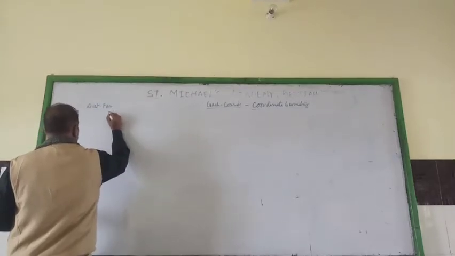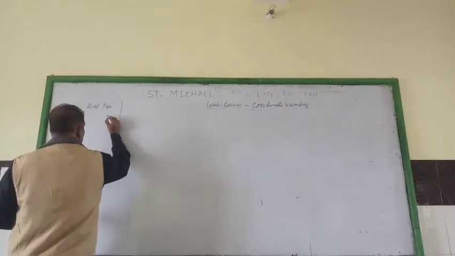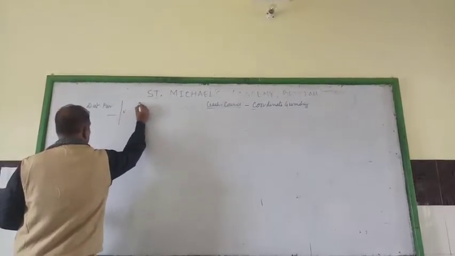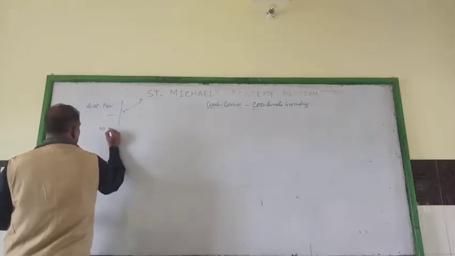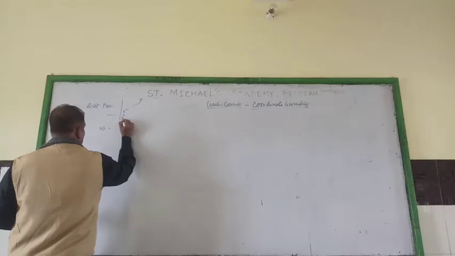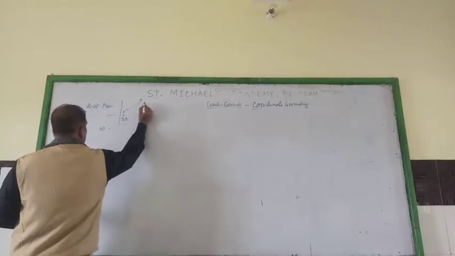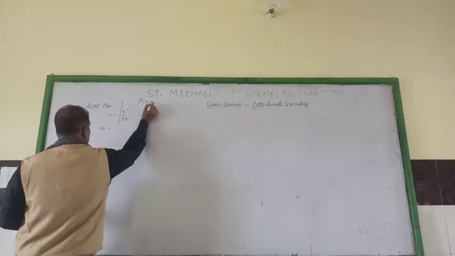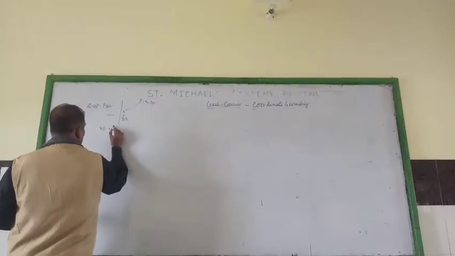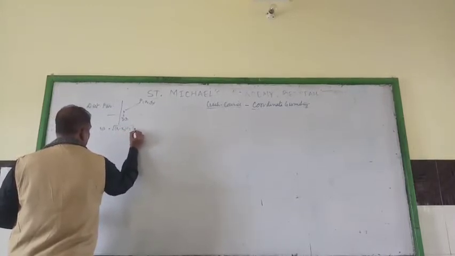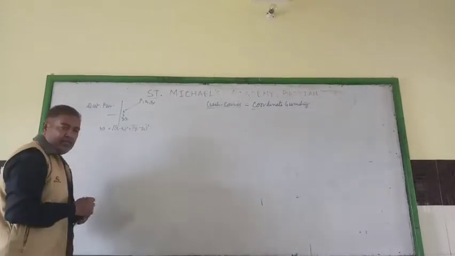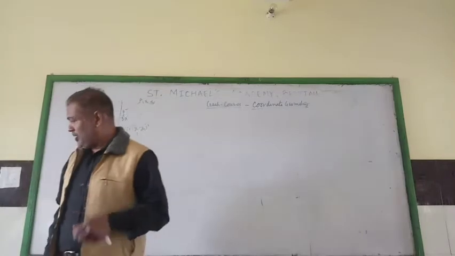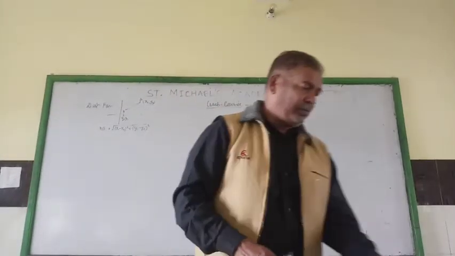Distance formula: suppose you have on a graph 2 points given. Here this point is A and this point is B. Suppose the coordinate of A is x1 and y1, and the coordinate of B is x2 and y2. So AB is equal to square root of (x1 minus x2) whole square plus (y1 minus y2) whole square. On the basis of this, I am going to explain some questions from your book.